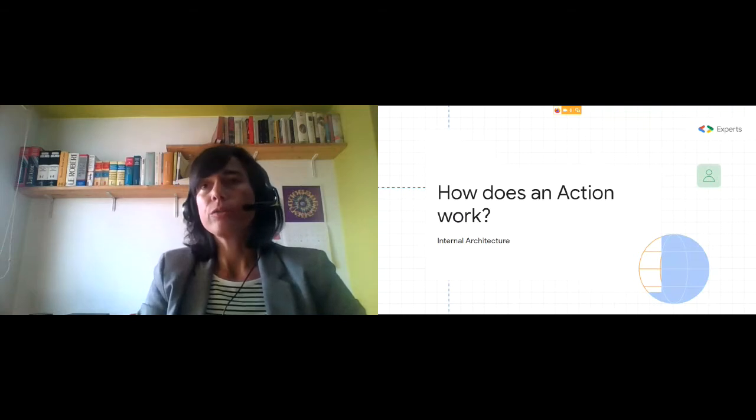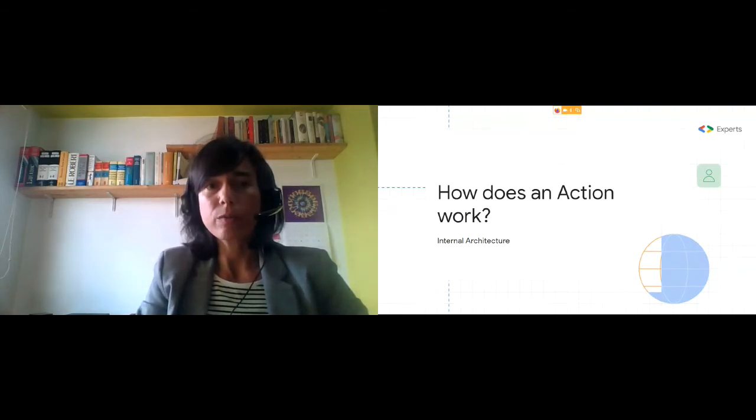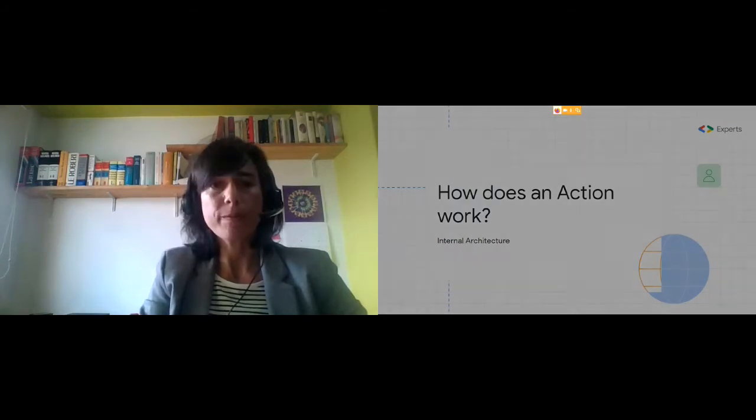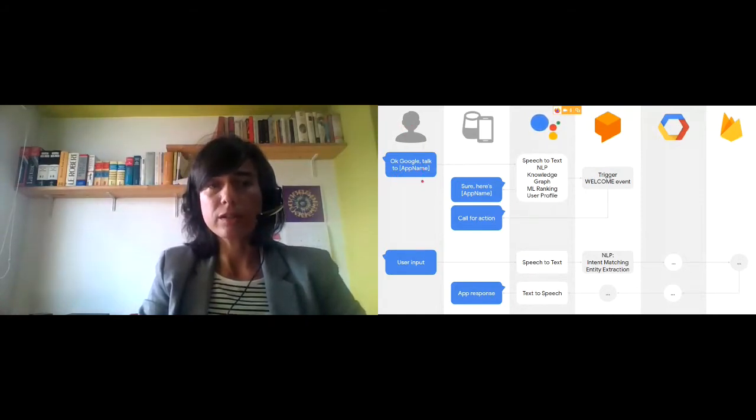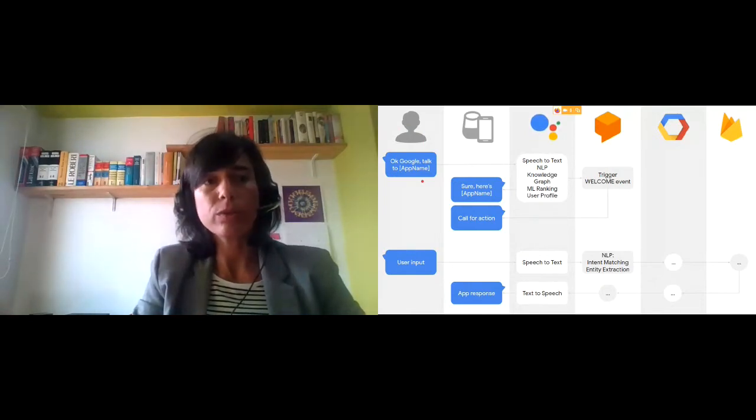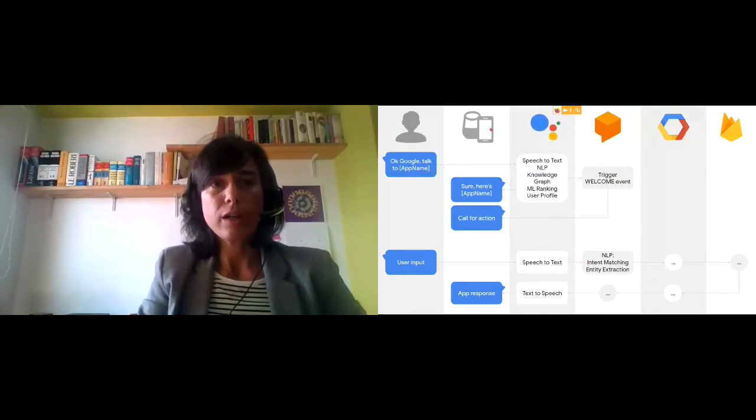Well, if we are going to build an action, we need to understand how it works in its internal architecture. So here you can see a scheme. We have the user on the left who starts a conversation saying, "Okay, Google, talk to" and the name of the action. They say that to a device with Google Assistant integrated. So the Google Assistant turns the speech into text and sends it to Dialogflow.